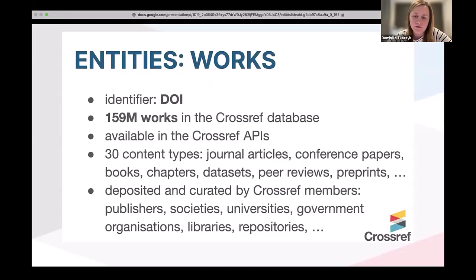One of the most important entity types in the Research Nexus is a work, which is essentially a research output. I already talked about those a lot. Their persistent identifier is a DOI. Currently in the Crossref database, we store 159 million works, and you will also find works in multiple other databases. In the Crossref database, we have 30 content types such as journal article, conference paper, book, chapter, dataset, preprint, and more. Those works and their metadata are publicly available in our APIs. Research outputs are deposited with us and curated by our members, who are publishers, but also societies, research institutions, universities, government organizations, libraries, repositories, and other types of organizations.